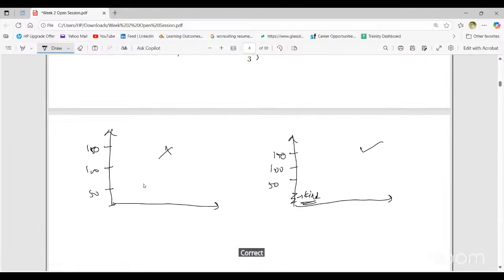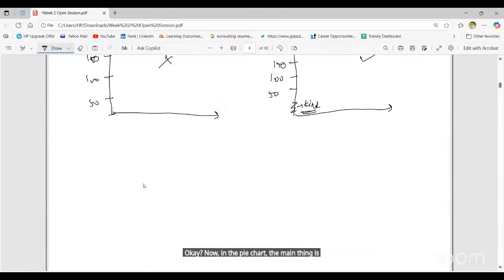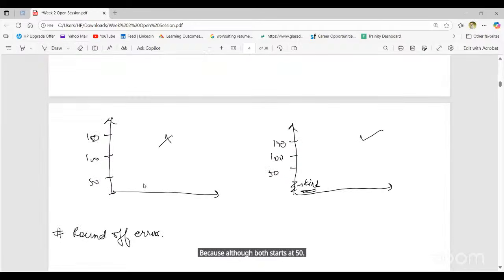Is it fine? Got the difference? Okay. Now, in the pie chart, the main thing you have to remember is... Can you repeat this? Why is the second thing correct and not the first graph? Because although both start at 50, both are going to 100, 150, right, ma'am? Yeah, that's true.